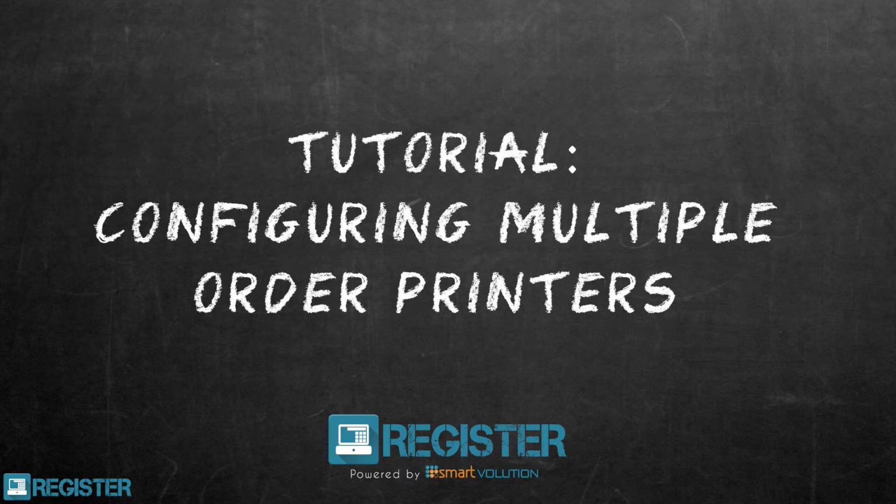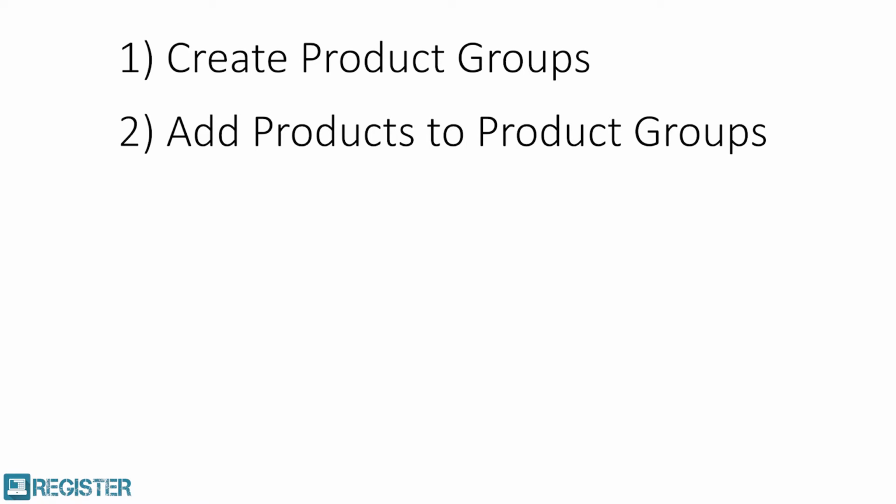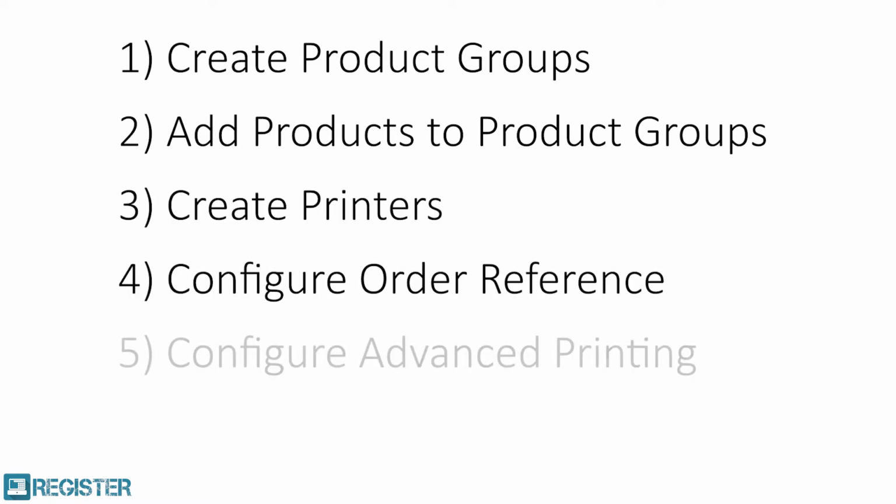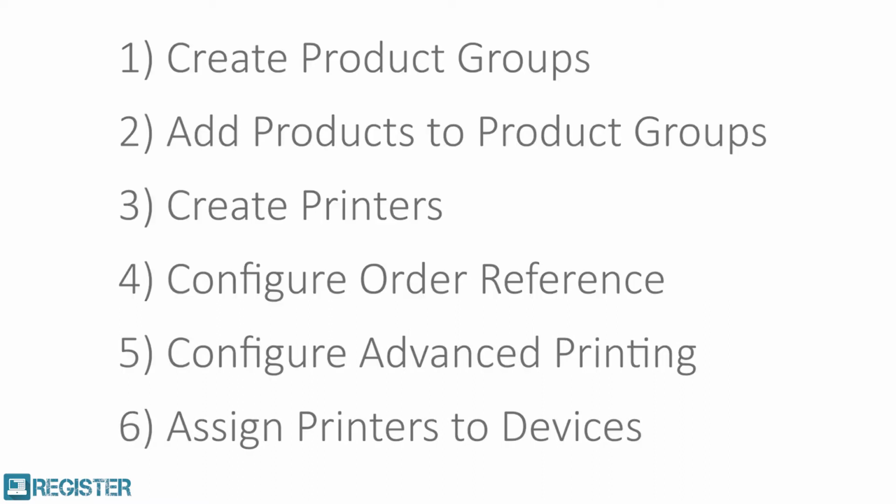Advanced printing differs from secondary printing in that your products need to sit in product groups rather than having each product configured for a certain printer. There are several steps to set up your order receipt printers with advanced printing. These are: create the product groups, add products to the groups, create the printers, configure the order reference, configure advanced printing, and finally, assign printers to devices.